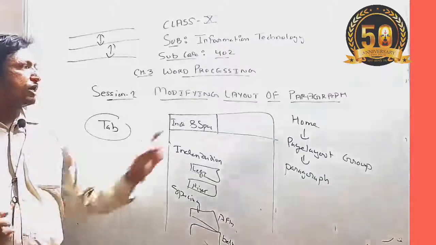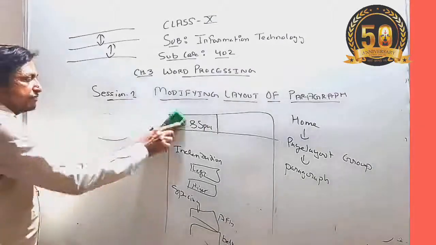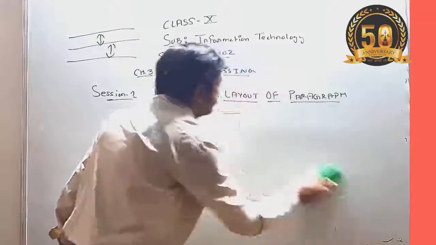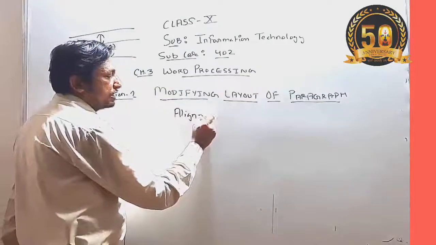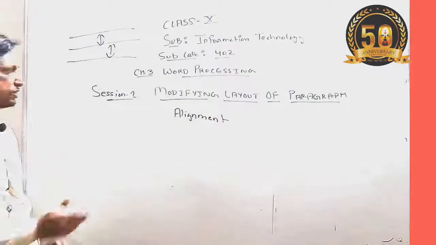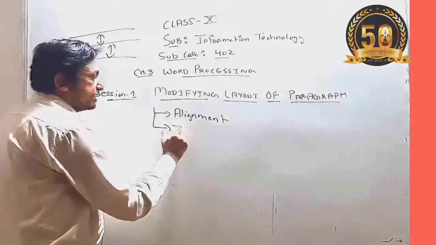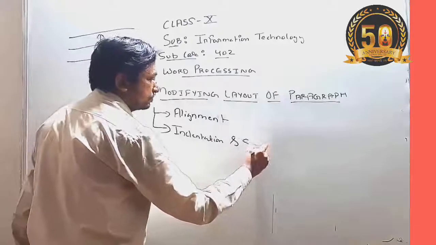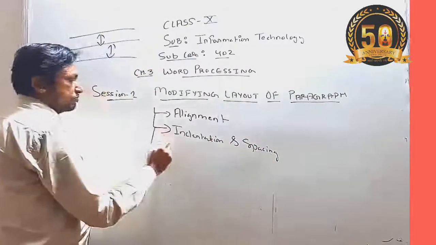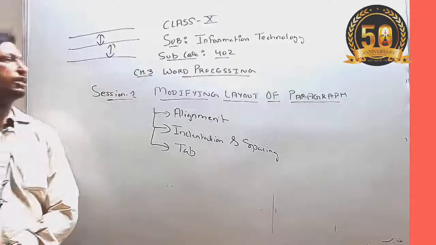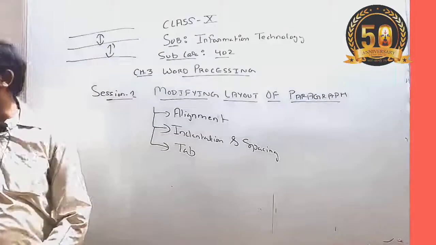In this session, modifying the layout of a paragraph, we will revise what we have learned so that you can understand it better. Firstly, we discussed the alignment option. You have to study the alignment option and also make notes in your notebook with the help of your book. Then second, we discussed indentation and spacing, and the third one is tab. So these three sections we have discussed within session 1, that is modifying the layout of a paragraph.